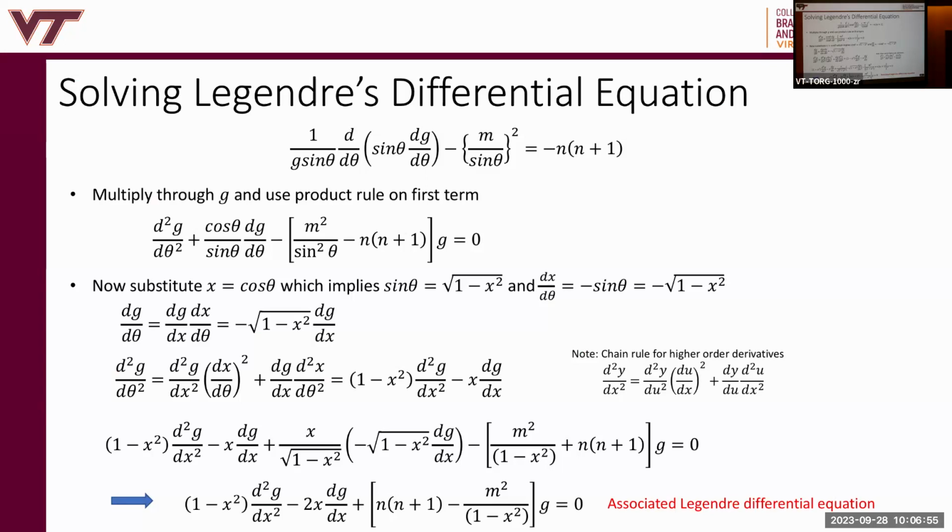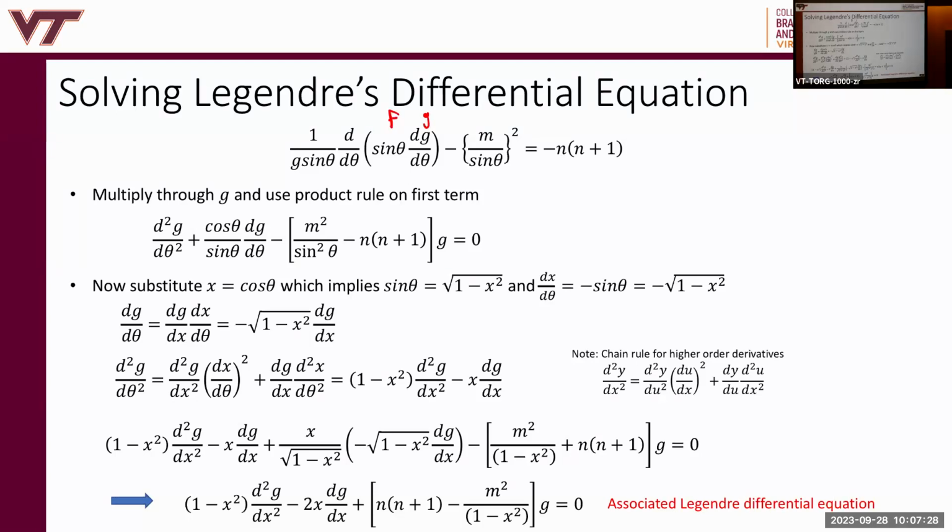Well, let's multiply through by g and use the product rule on the first term. So let's move this to the other side, and we multiply through by g. Where does this d2g come from? Oh yeah, open this up with the product rule. So this is F, this is G. You know the product rule, right? This is F.